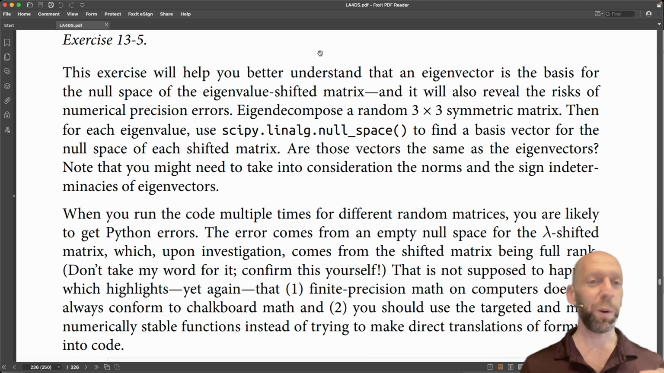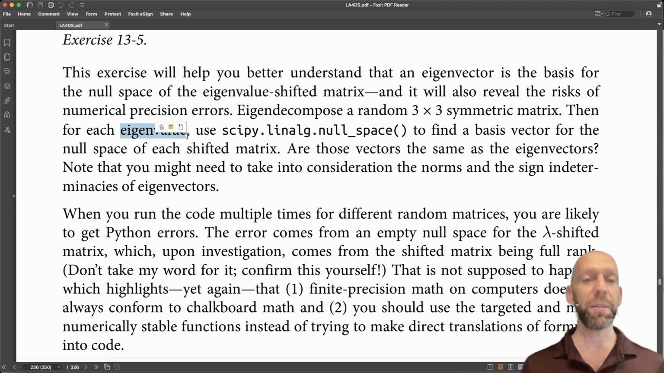Okay, now what we are going to do here in exercise 5 is implement that algorithm. So eigendecompose a random 3x3 symmetric matrix, as I mentioned a couple of videos ago. This theory works for symmetric and non-symmetric matrices. Symmetric matrices are guaranteed to have real valued eigenvalues, and so they're just easier to work with for exercises like this. Okay, so random 3x3 symmetric matrix, and then get its eigenvalues.